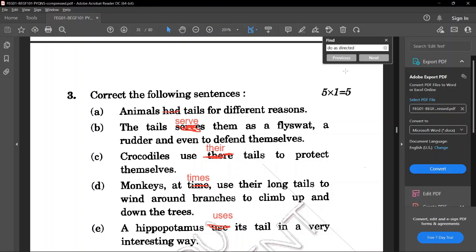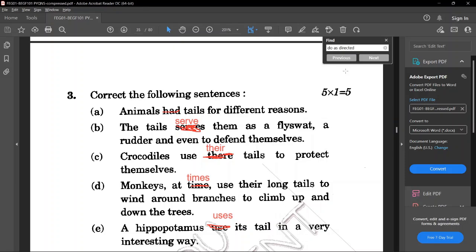Question B is also related to question A. The tails serves them as fly swat or rudder and even to defend themselves. Whenever you are using a plural, tail is singular, tails is plural, the verb will not be serves. It will not end with s. It will end without s. So it will be serve. Tails serve. But when you are using a singular, it will end with s. The tail serves. So it will be tails serve or tail serves. The tails serve them as a fly swat, a rudder, and even to defend themselves.